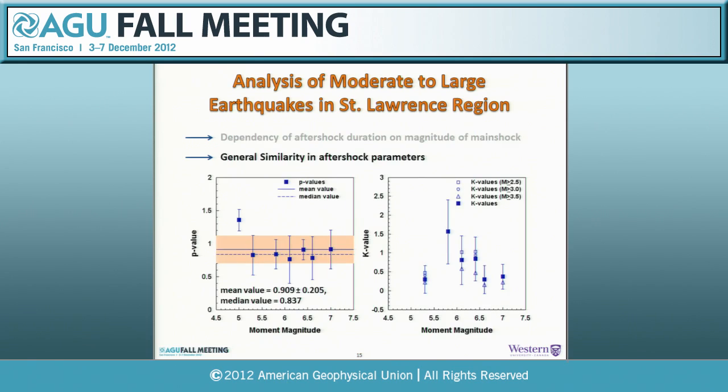Next, please. The other interesting result that came out of the study was the general seismicity in the aftershock parameters, which is plotted here for the p-value and k-value, and it also could be considered as a characteristic of the seismicity regime in the St. Lawrence region.